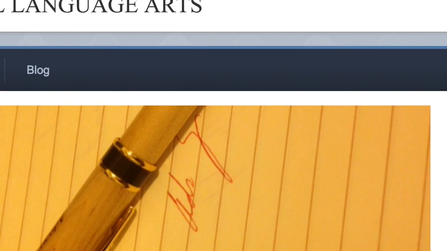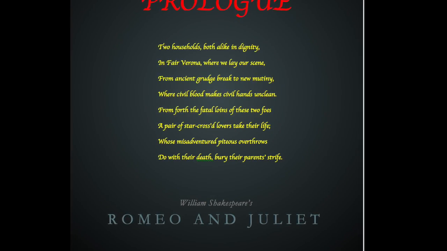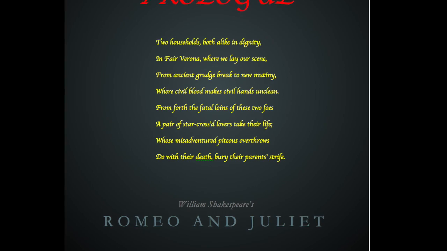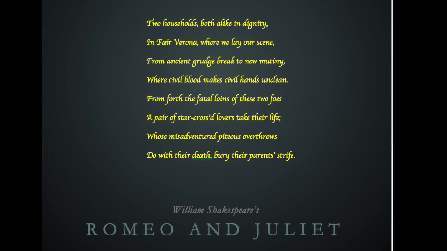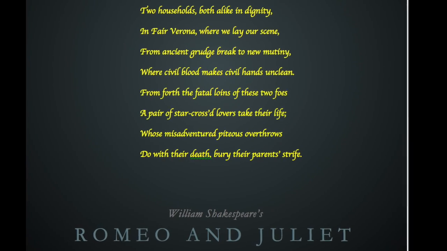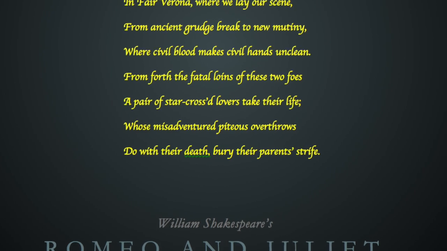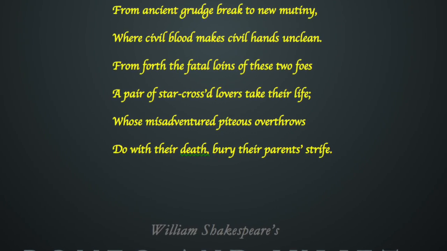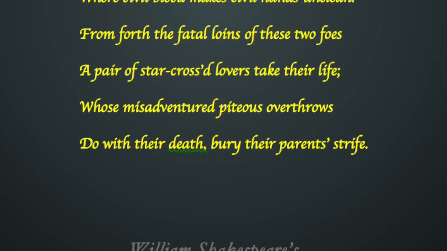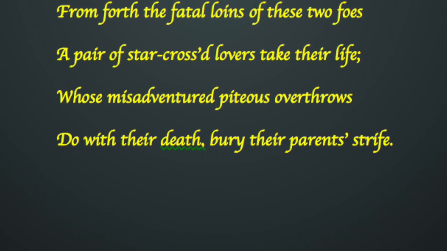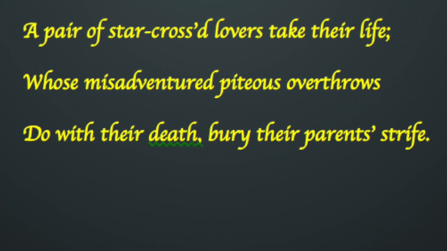Let's take the prologue from Romeo and Juliet, for instance. Two households, both alike in dignity, in fair Verona, where we lay our scene. From ancient grudge break to new mutiny, where civil blood makes civil hands unclean. From forth the fatal loins of these two foes, a pair of star-crossed lovers take their life, whose misadventured piteous overthrows do with their death bury their parents' strife.